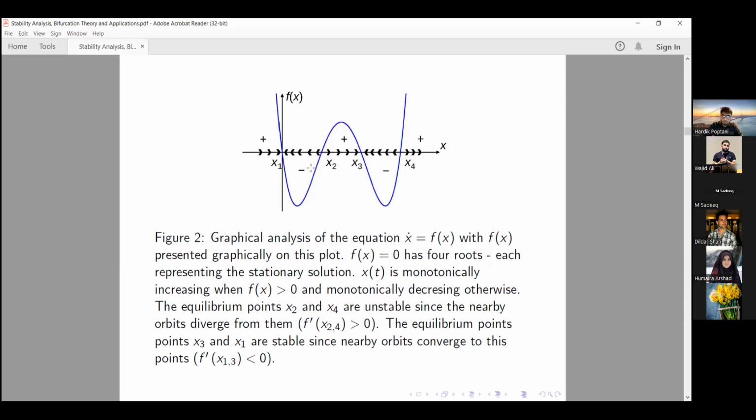And when f of x is less than 0, where you see the negative, it's between x1 and x2, and between x3 and x4. So therefore, x2 and x4 are actually unstable since the orbits diverge from them. We will talk about stability later on in the slides. We can obviously just look at the derivative, positive, positive, so they will go away. We will see the definition and why x3 and x1 converge.